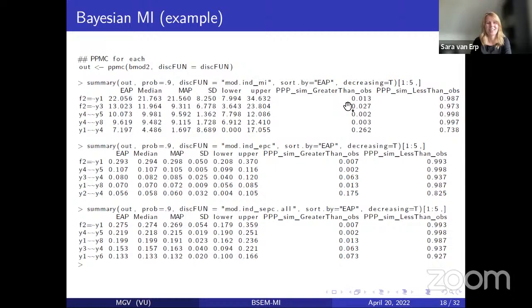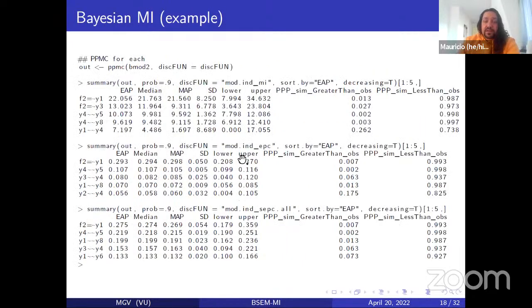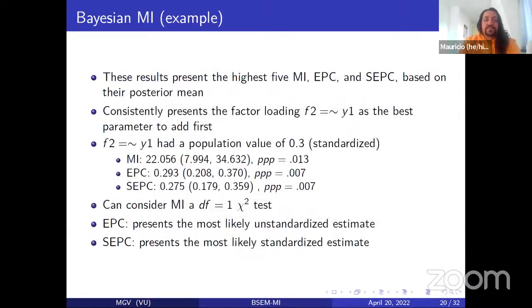Okay. So the PPPs are going to give us this idea of the 0.05. We will say that for all of them, the first parameter needs to be added, or is still recommended to be added. Now we compare this to the version that frequentist SEM gives us. For each parameter, we get the MI, EPC, and SEPC, the standardized all. Very similar values, but the problem, again, is that we only get the one value. We don't have credible intervals, we don't have PPP, we have less information to make a decision from.